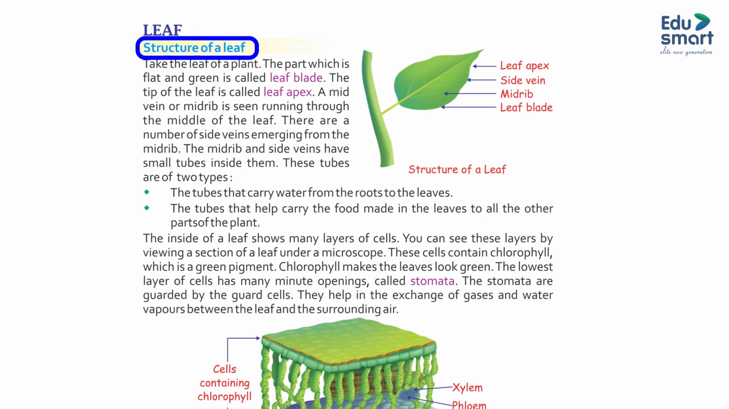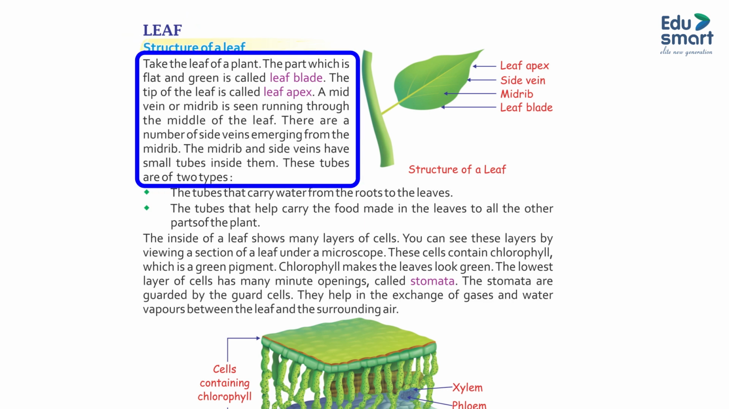Leaf. Structure of a leaf. Take the leaf of a plant. The part which is flat and green is called the leaf blade. The tip of the leaf is called the leaf apex. A mid-vein or mid-rib is seen running through the middle of the leaf. There are a number of side veins emerging from the mid-rib.